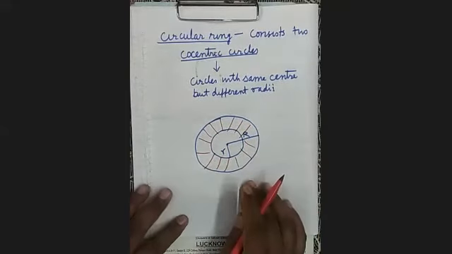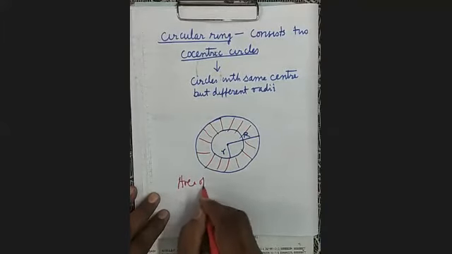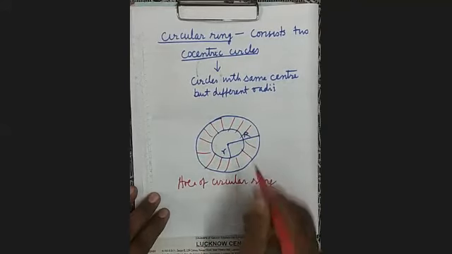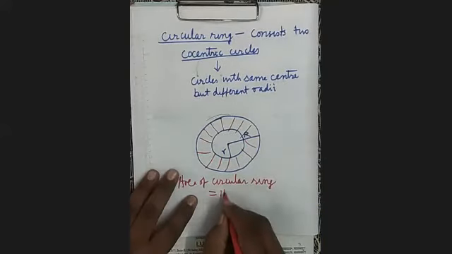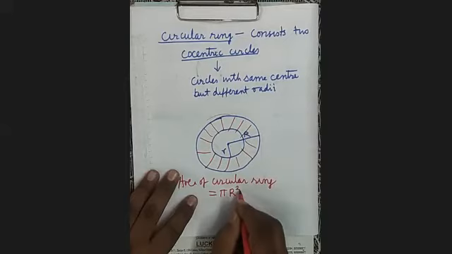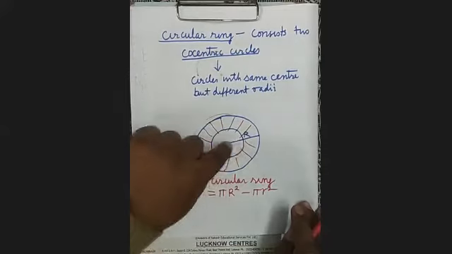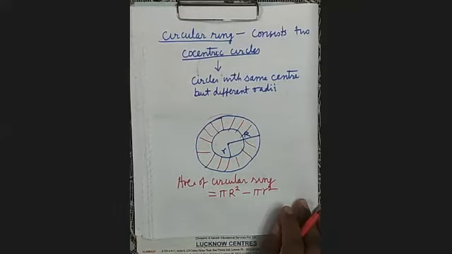What will be the area enclosed by a circular ring? Area of circular ring. So all of you remember, the area of the bigger circle minus the area of the smaller circle. That is pi capital R square minus pi small r square. This is the area of the circular ring. It's clear. So all these are the formulae. Now we will do the questions.